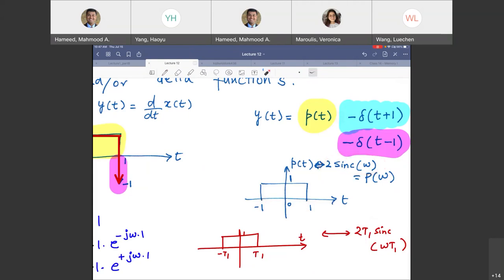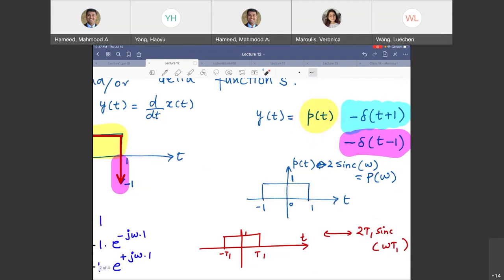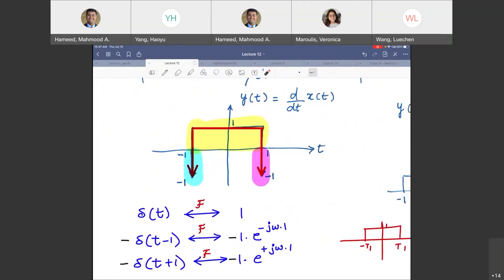T1 is 1. So you got the Fourier transform of this guy. How about the Fourier transform of this and this? Well, the Fourier transform of an impulse is 1. We derived that. The Fourier transform of an impulse that has been delayed by 1 time unit is e to the negative j omega multiplied by 1. What am I using there? I'm using the time shift property. Delay by 1, you multiply by e to the negative j omega 1.